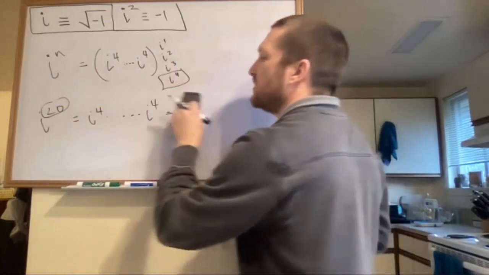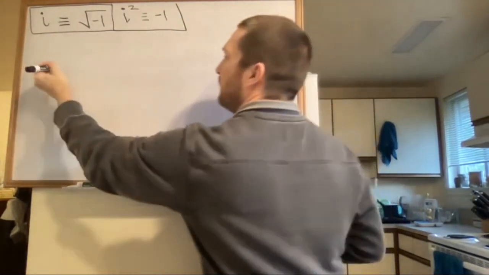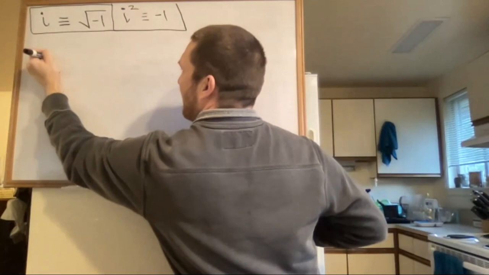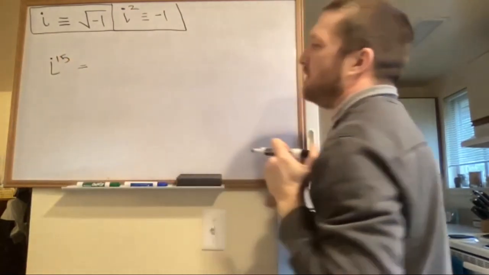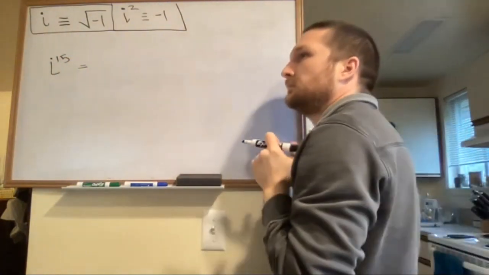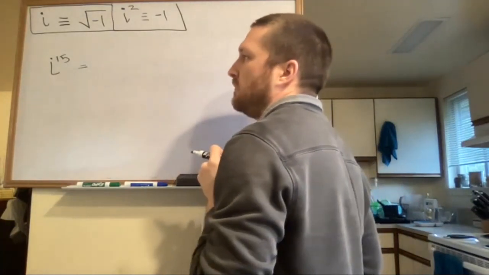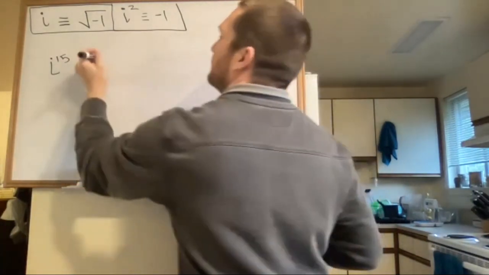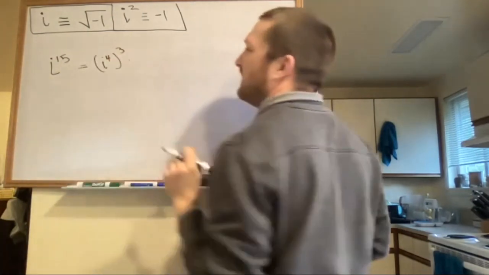So let's check your understanding real quick. And you tell me, what is i to the 15th? i to the fourth three times. Yep, i to the fourth three times, and then what's left over?